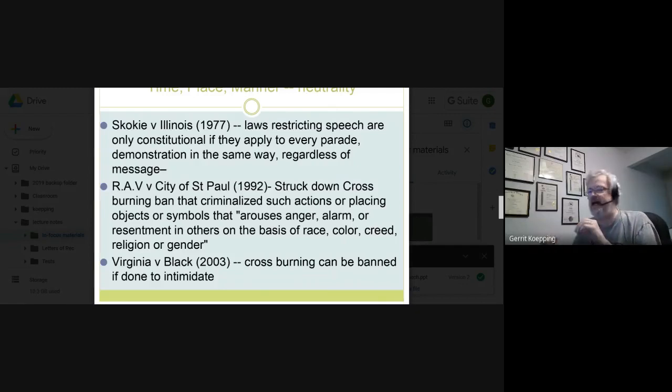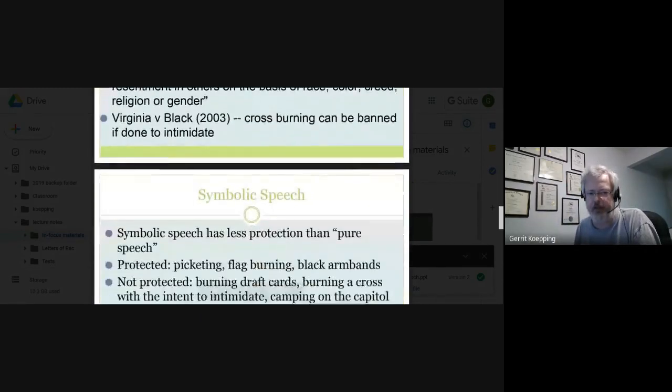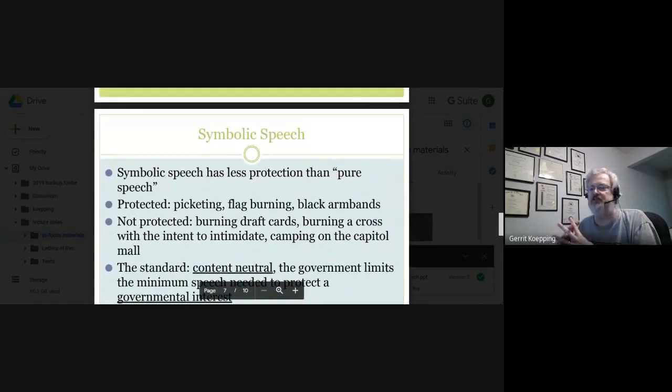So in Virginia v. Black, we see the court establishing a means of protection against intimidation, but at the same time, it's still got to be content neutral. The government can't choose one message or position to support and one message to not support. Okay. Which brings us to symbolic speech.